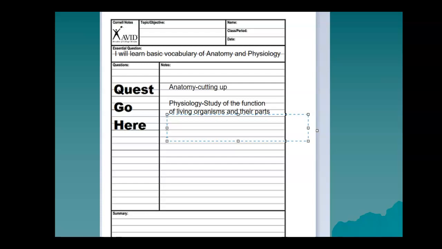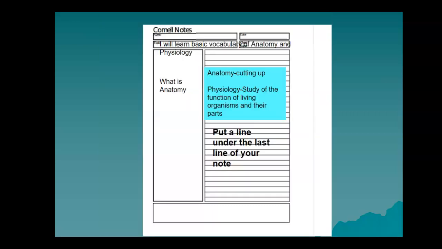What is anatomy? What does cutting up mean? What is physiology? What means putting together or finding out what the parts do? So that is physiology. Anatomy, cutting up. So any one of those questions will work. So I put the question of what is anatomy here. So these are my notes. Anatomy means cutting up, physiology, studying, and I make sure that I put the question to the left of it. I don't put it above, I don't put it below, I put it right there so that I have a question and the answers are over to the right, okay?